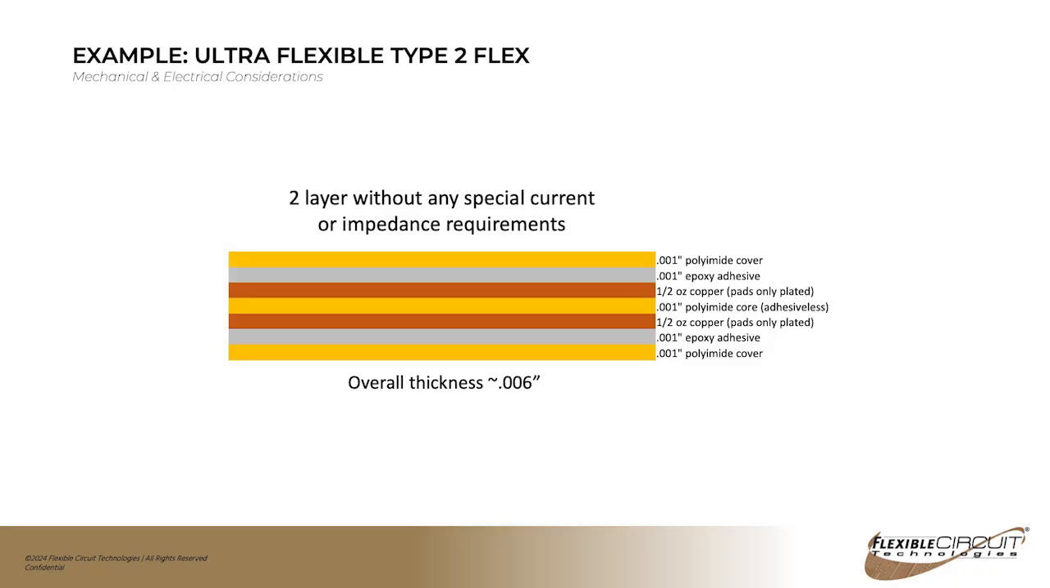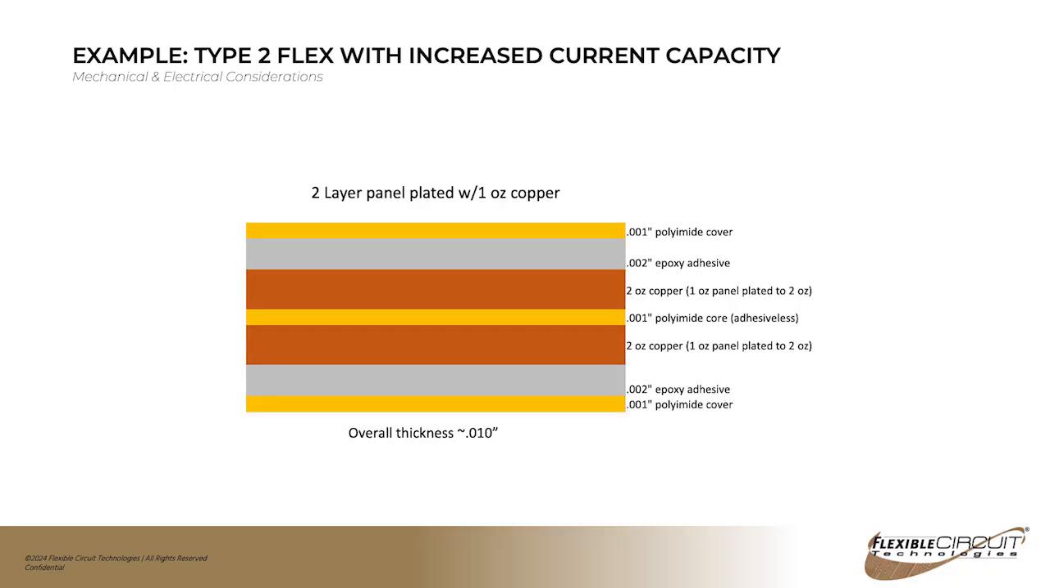You can see the overall thickness is about 6/1000ths of an inch. Now, if your application requires higher current, where you had to go with a thicker copper thickness, you can see here, this is basically the same type of circuit, 2 layers, but we have 2-ounce finished copper. We started with 1 ounce copper and did a panel plating to get us up to 2 ounce, a 1 mil adhesiveless core that we still have.